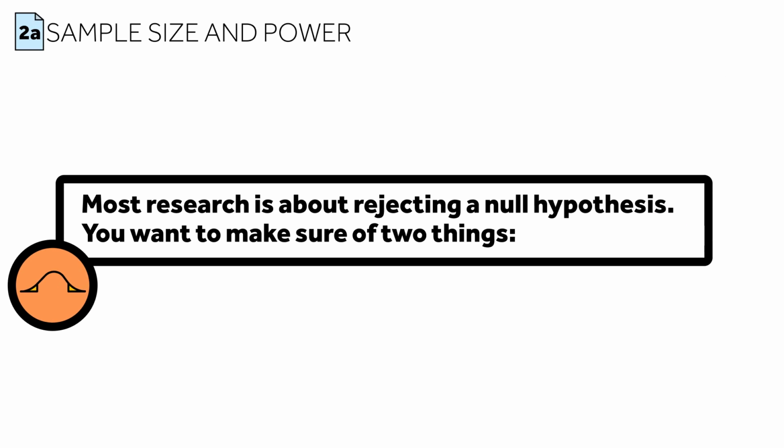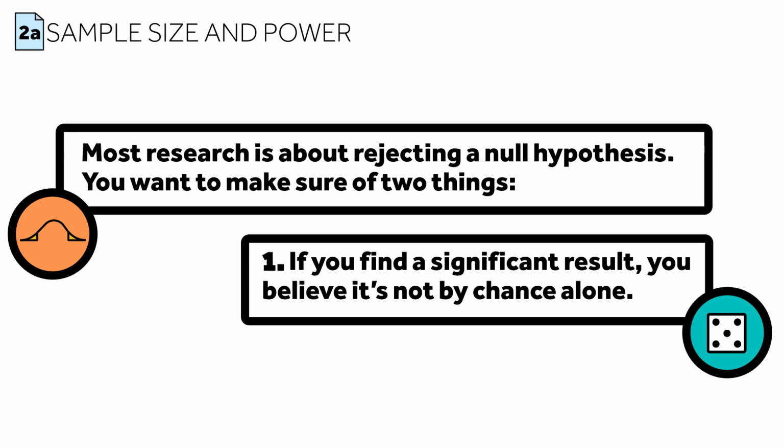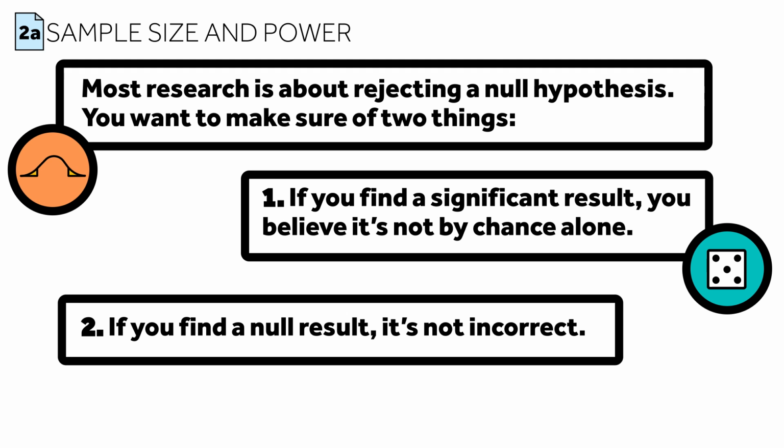Remember that most research is about rejecting a null hypothesis. You want to make sure of two things. First, that if you find a significant result, you believe it's not by chance alone. And second, that if you find a null result, it's not incorrect. You need to do a power calculation and figure out a sample size calculation to know how sure you are that these things are true.